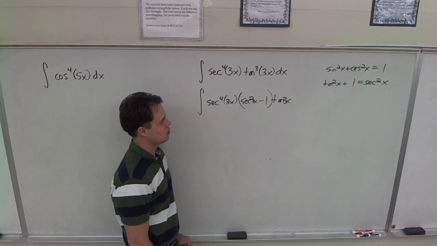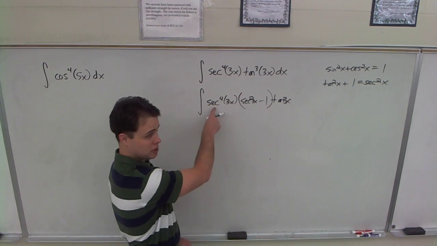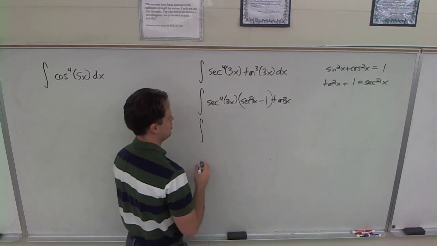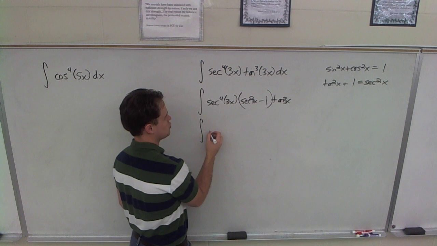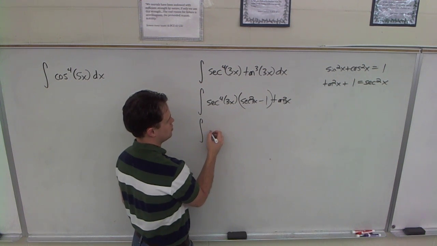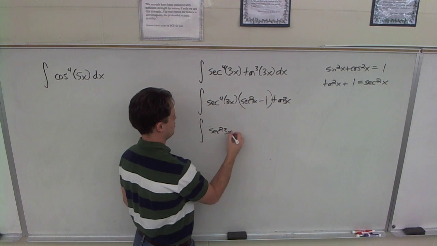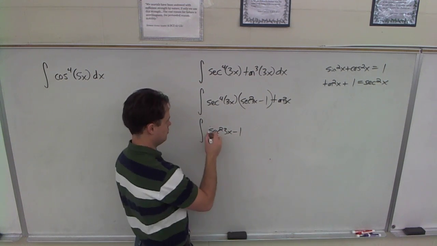I don't think that was the best way to go. Oh, maybe it is. Maybe we should turn this one into tangent too. Let's see what happens. I'm just going to try it. So then this guy could be tangent squared squared, right? And tangent squared is secant squared minus 1, squared.